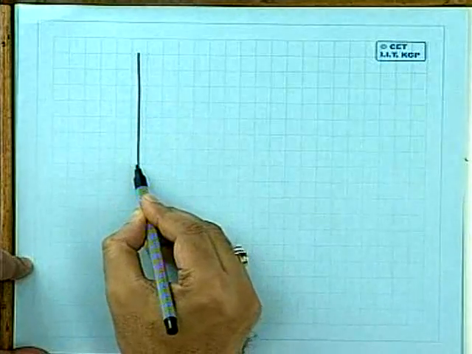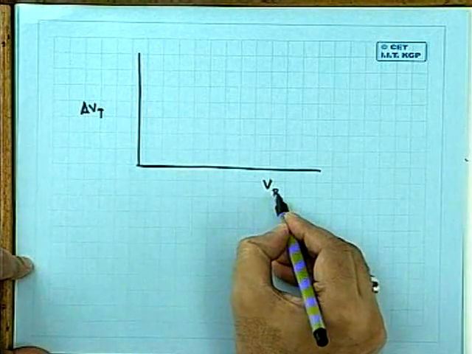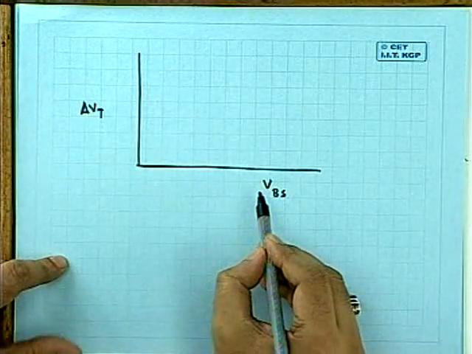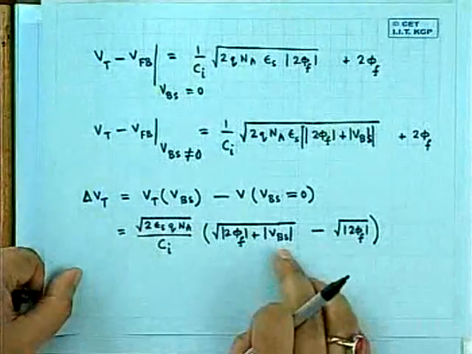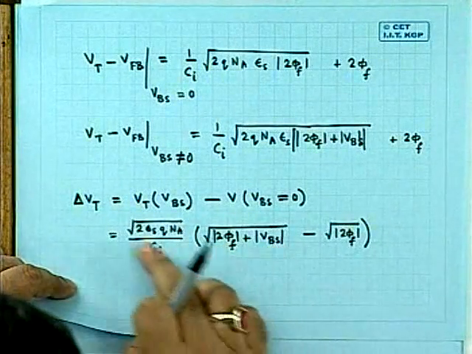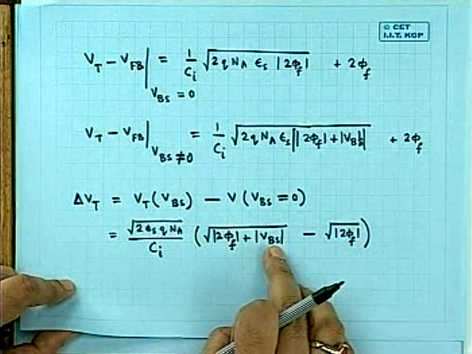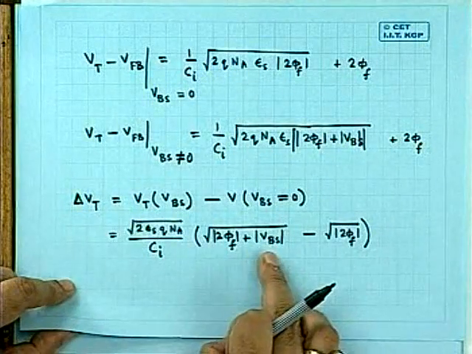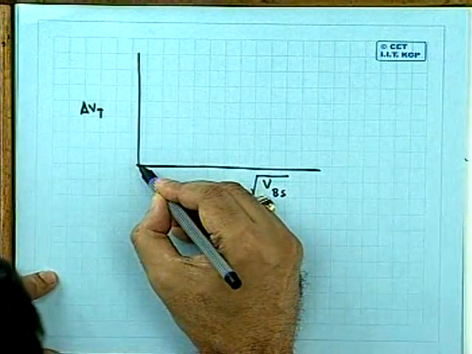And in general, seeing this, the delta VT, the increase of threshold voltage as a function of VBS, is proportional to the square root of VBS if you plot it, because after all there is a square root sign. For large values of VBS, this term is small compared to this term, which is large, so practically delta VT will be proportional to the square root of VBS. So the curve is expected to be something like this, let me show you.